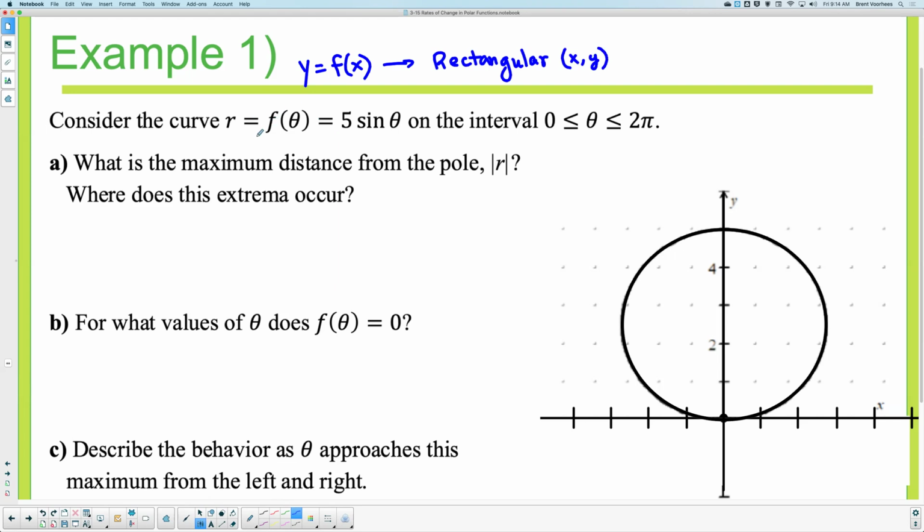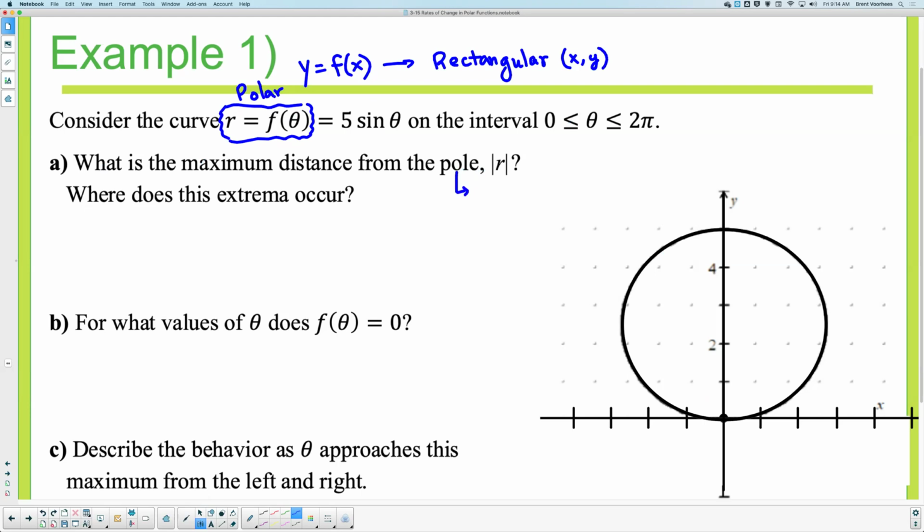What this is just saying here, if I haven't explained that yet, is that I'm changing my variables to r and theta. This is polar form. My variables here are now r and theta. It says the polar function is r equals 5 sine theta on the interval 0 to 2 pi, and it's shown right here. So the first question that we're going to talk about is what is the maximum distance from the pole?